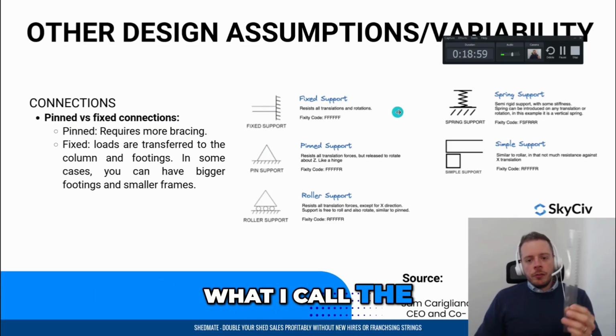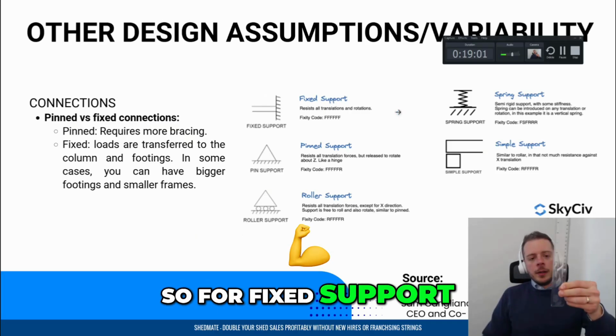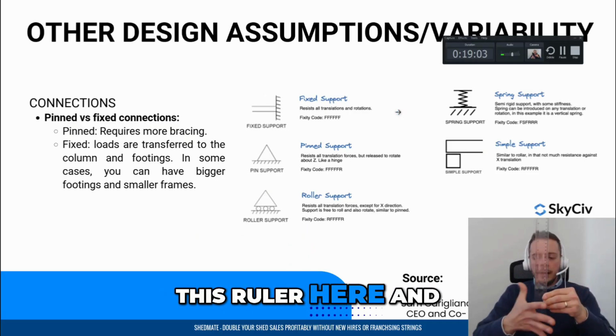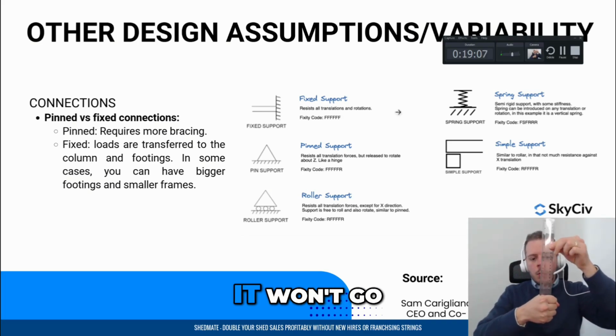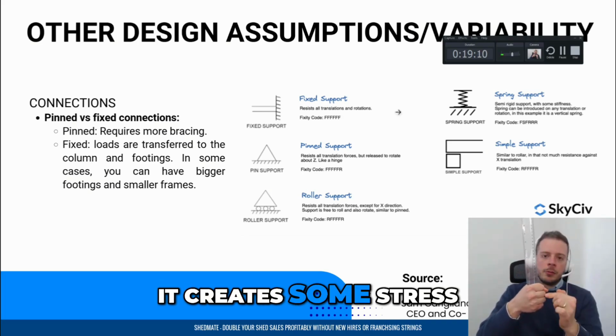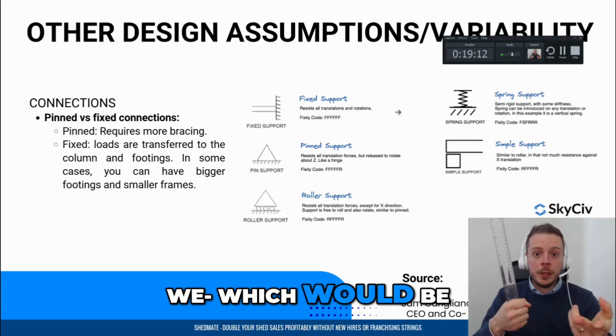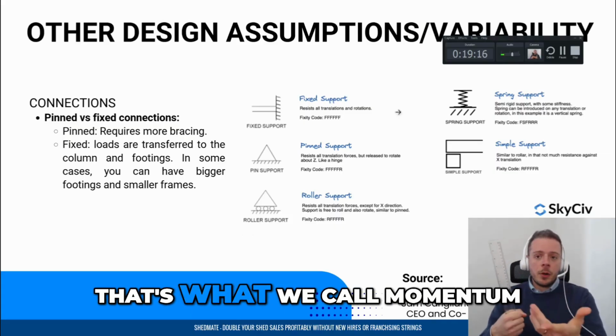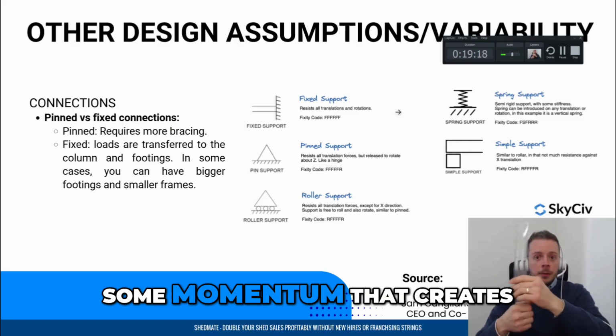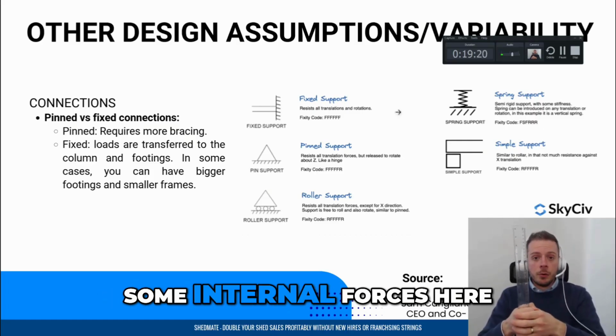One is what we call the fixed support. For fixed support, imagine that I have this ruler here and I am fixing this in a way that if I try to rotate this, it won't go. When I do this, it creates some stress on my hand, which would be the footing, right? And this force times distance, that's what we call moment. That would create some moment that creates some stress, some internal forces here on my footings.